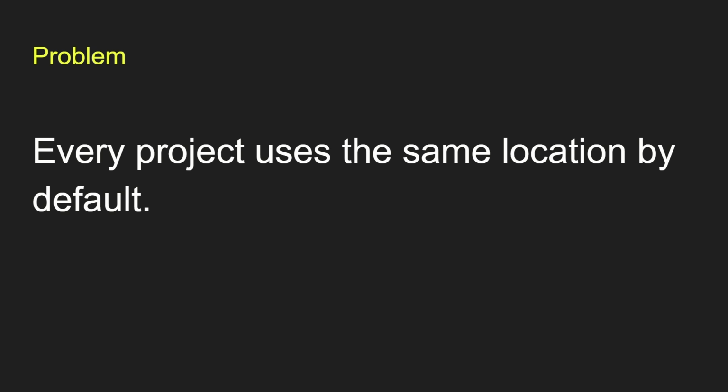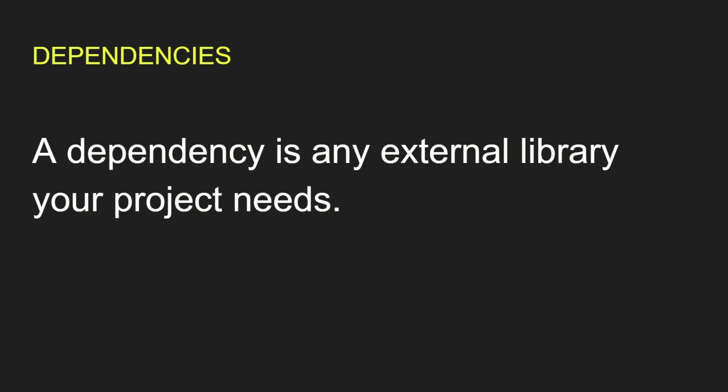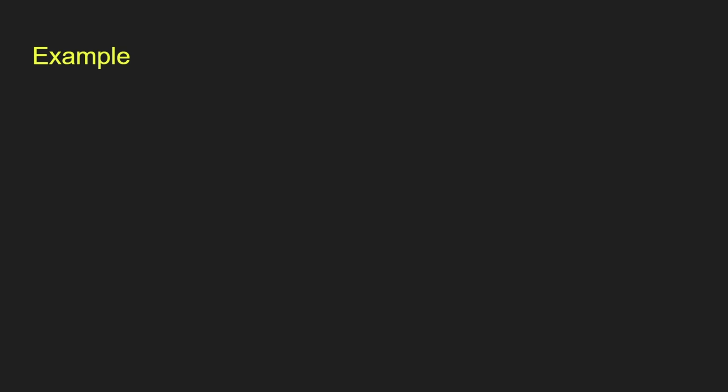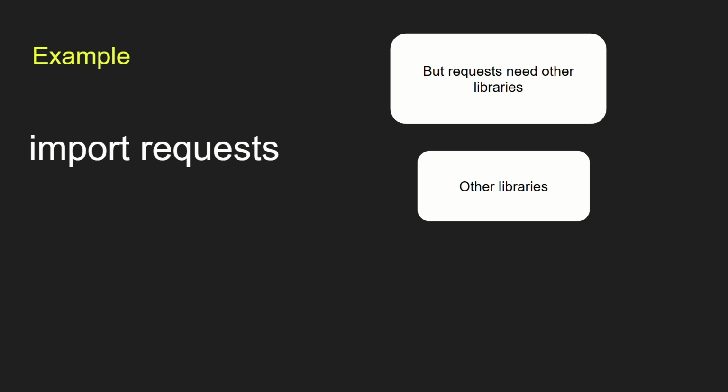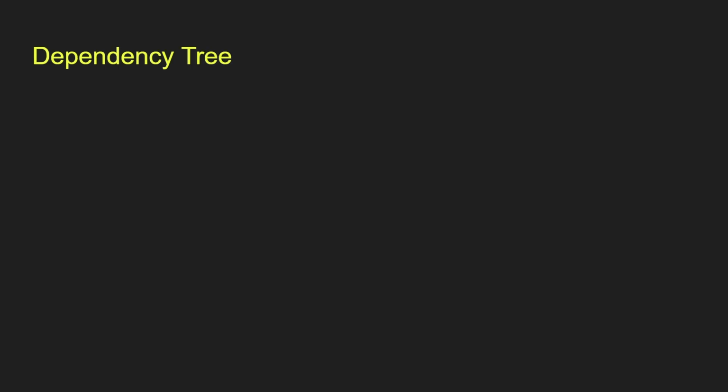Now let us talk about dependencies properly, because this is where most confusion starts. A dependency is simply any external code that your project needs in order to run. For example, if you write import requests, your project depends on the requests library, but it does not stop there. That library itself depends on other libraries, and those libraries may depend on even more libraries. So what you are really installing is not just one package. You are installing a chain of dependencies, and this is called a dependency tree.